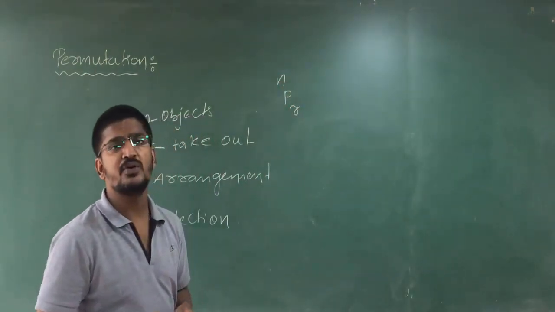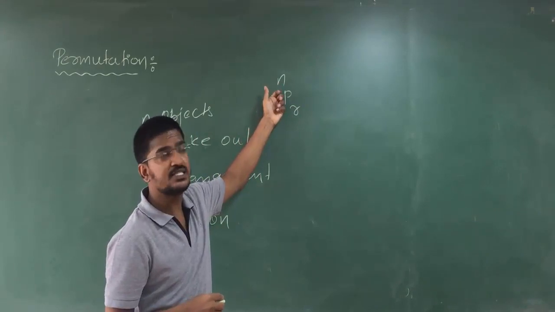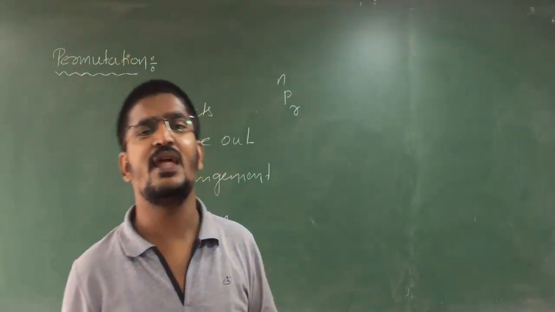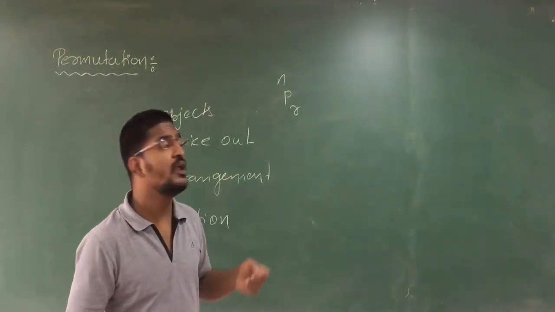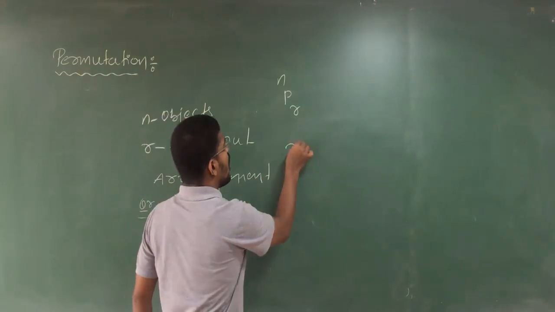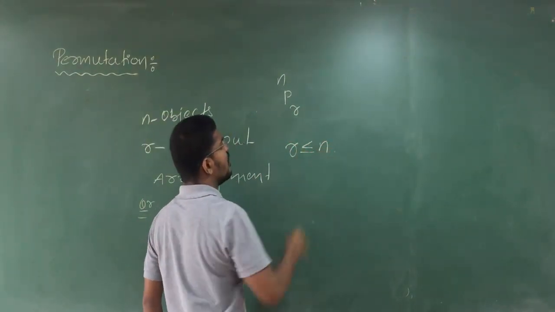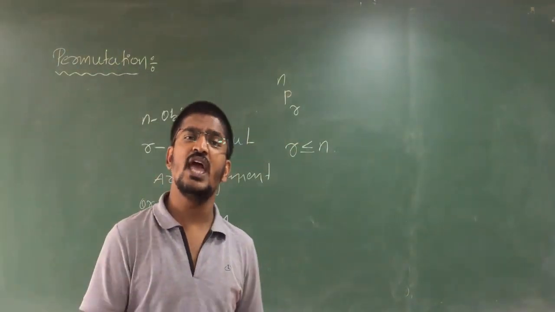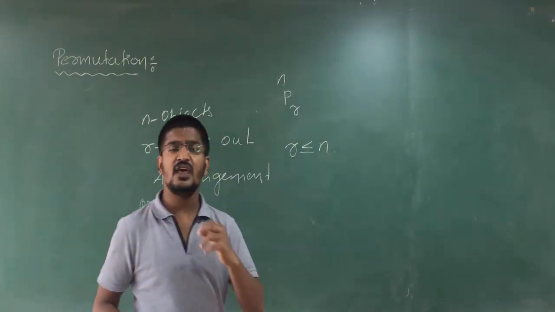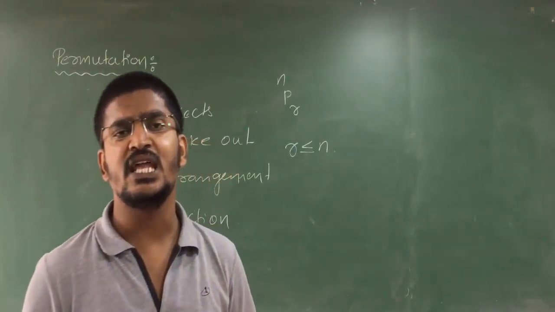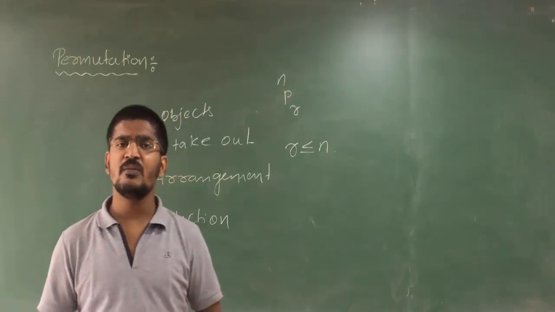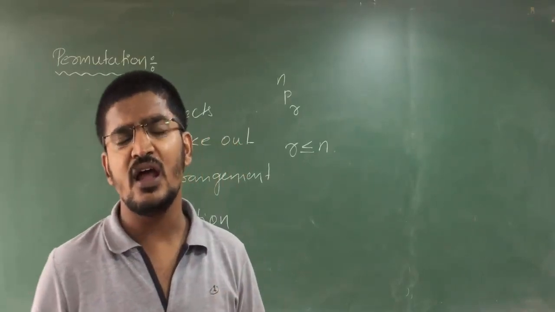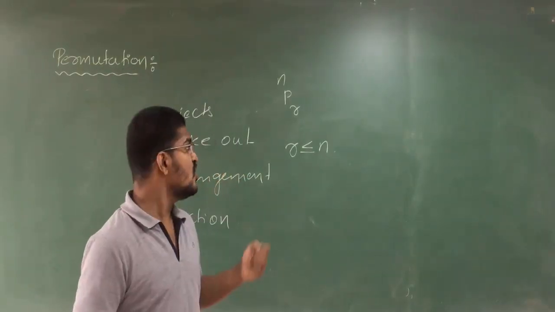We write the notation NPR for the permutation, that is n number of objects you are arranging or selecting R number of objects from n number of elements. Please remember, this R must always be lesser than or equal to n. R cannot be greater than n. Clear students? Because you are selecting or arranging R number of elements for the given n number of elements, therefore R should always be lesser than or equal to n.